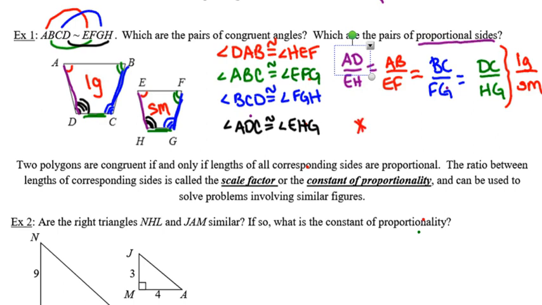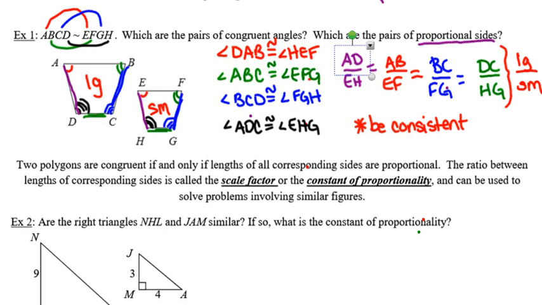That whole idea of being consistent is going to be very important as you work through these problems, both in this video and in the practice that's associated with this unit. If I put the larger over the smaller in the first ratio, I need to continue that same pattern. I can't write this next ratio with the smaller polygon on top of its corresponding side in the larger polygon.